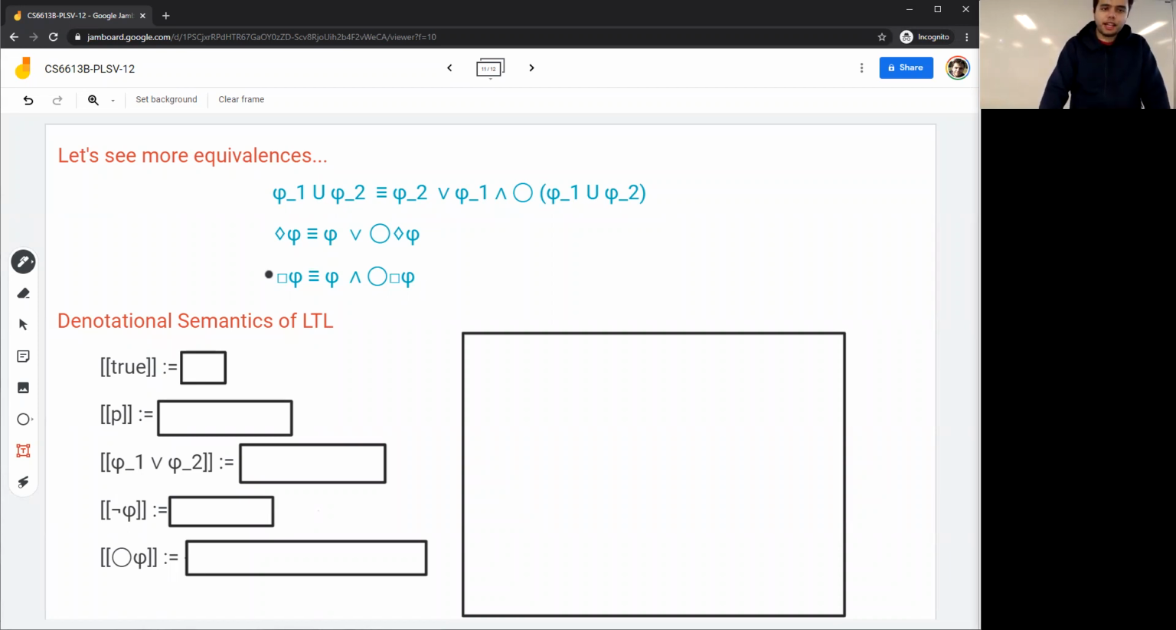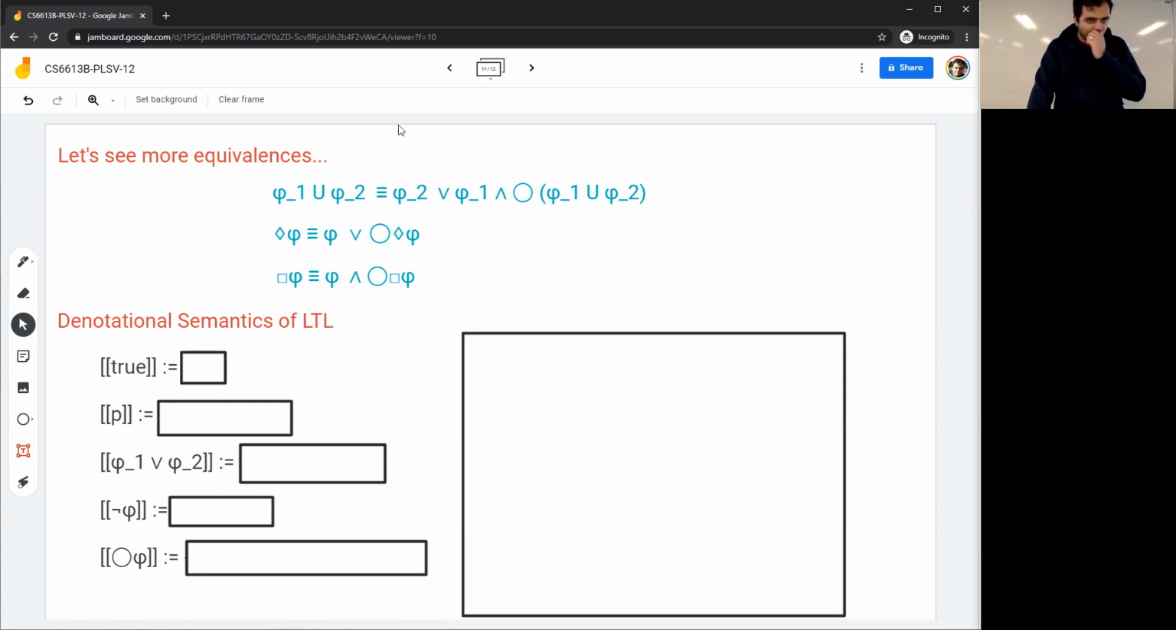So globally phi is equivalent to phi, and from the next step, globally phi. This is again very obvious. Globally phi means that phi holds at every step of the time. So it holds right now, that's phi. And if I go one step further in time, then it will also hold forever from that point. Right? Okay.